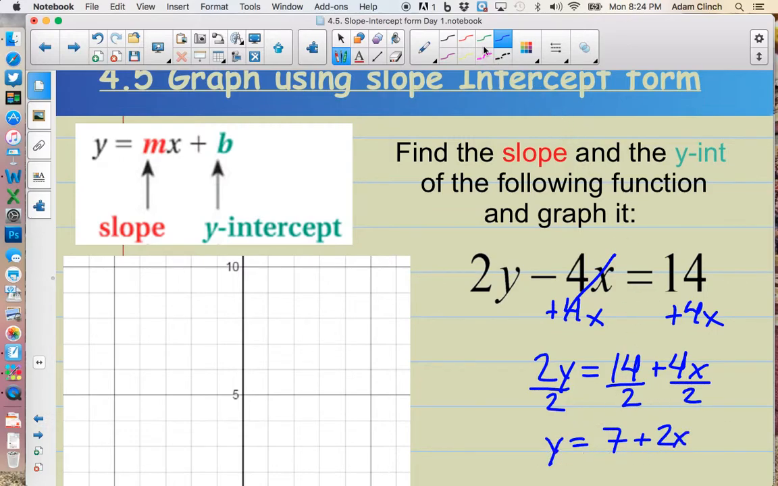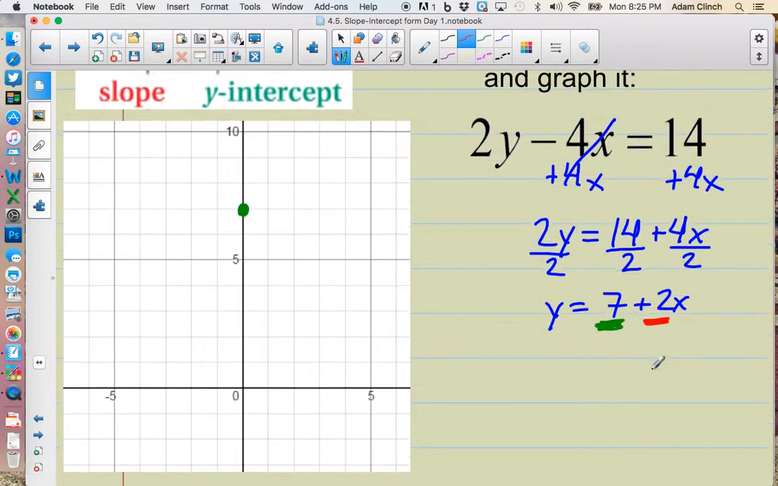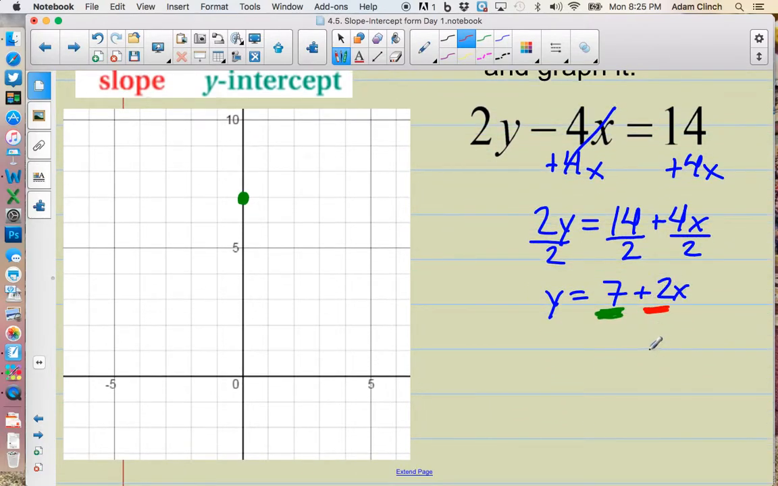I can read off what the y-intercept and the slope is. My y-intercept is 7. That's where my story starts. It says y is 7. So I put that point down. That's my y-intercept. How is my line changing? Well, that's my slope. I'm going up 2 for every x, because if I wrote that slope as a fraction, it'd be 2 over 1. My rise would be 2, my run would be 1.